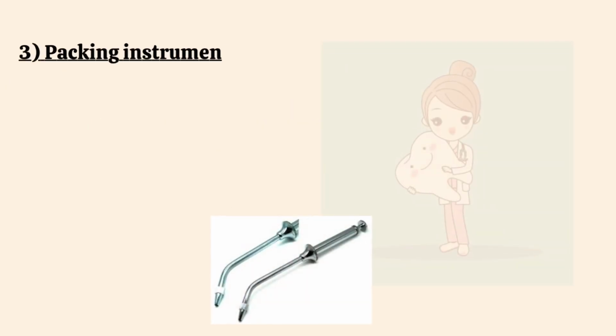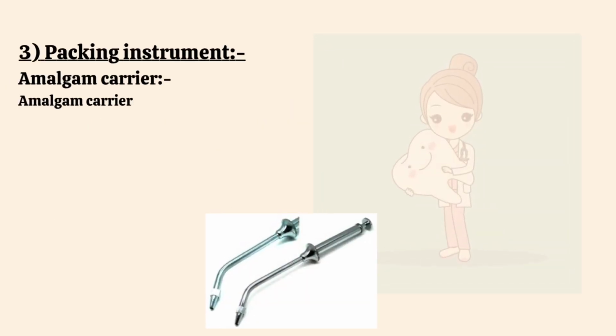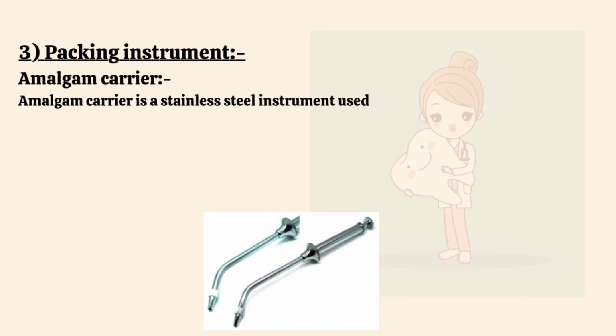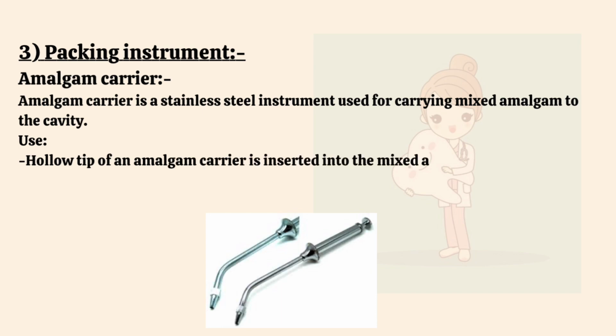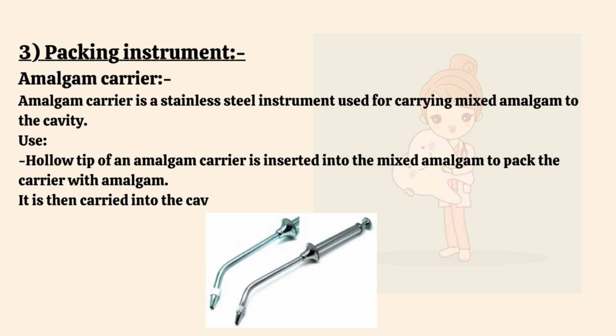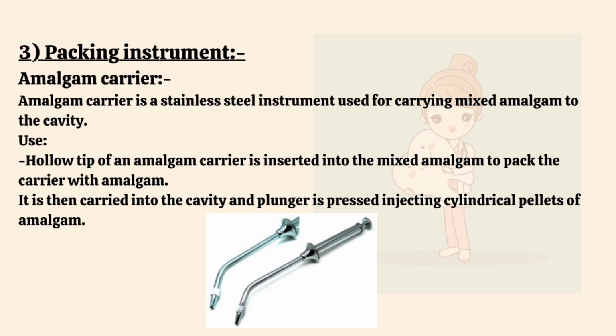3. Packing instrument. Amalgam carrier. The amalgam carrier is a stainless steel instrument used for carrying mixed amalgam to the cavity. Use: the hollow tip of an amalgam carrier is inserted into the mixed amalgam to pack the carrier with amalgam. It is then carried into the cavity and the plunger is pressed, injecting cylindrical pellets of amalgam.